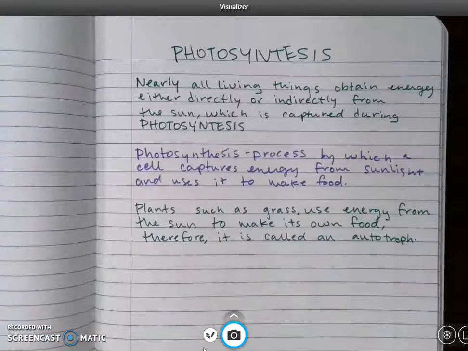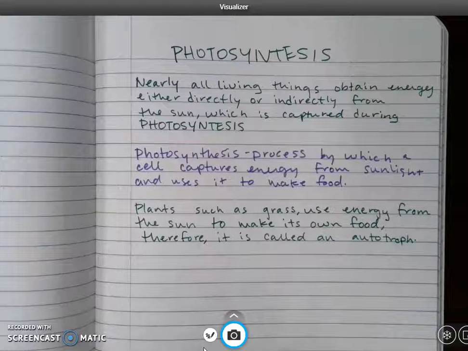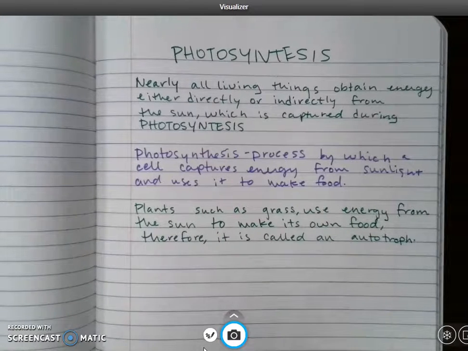Organisms that make their own food are called autotrophs. All other organisms that have to eat autotrophs are called heterotrophs. Animals, like caterpillars, obtain their energy by eating that grass, by eating those living things. We can form a food chain if we trace the transfer of energy from that grass to a caterpillar. That caterpillar could be eaten by a bird. Those organisms that are eating other organisms are called heterotrophs.